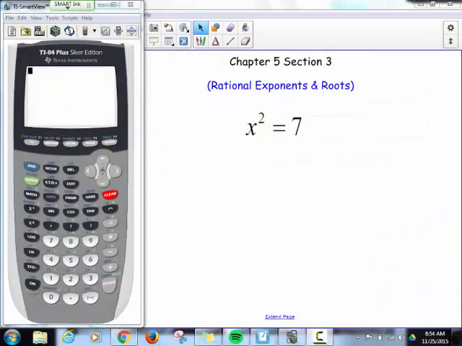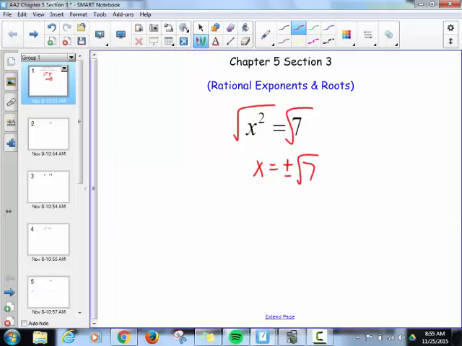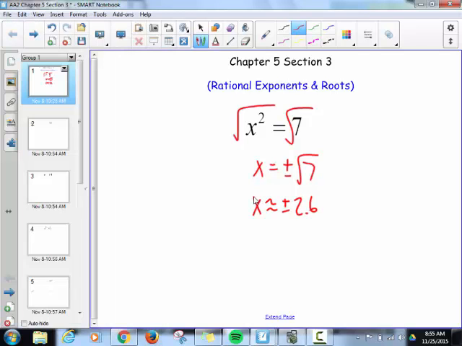All right, now that we've got all of our properties down for our exponents, let's start working with it. And we're going to bring our roots into play and how they relate. So first of all, if we look at a problem like this, normally we would just square root both sides, and we say that x would equal plus or minus radical 7. Or if I took the square root of 7 on a calculator, I get about 2.6, about 2.6.